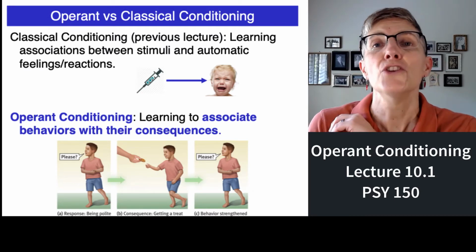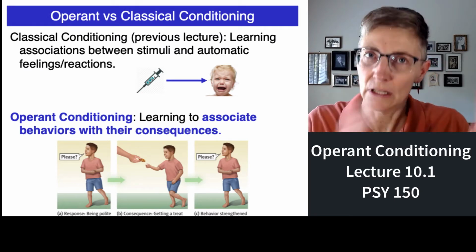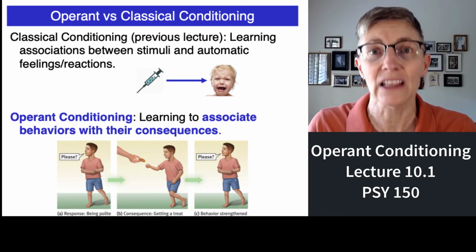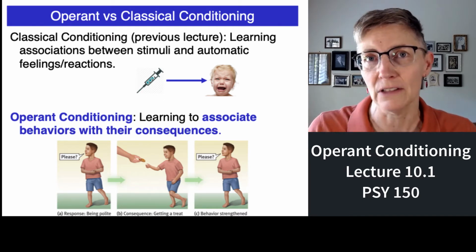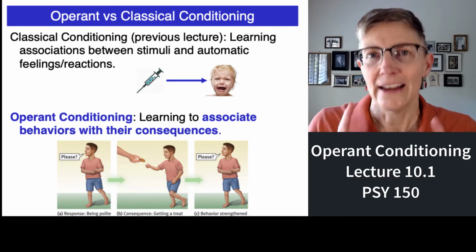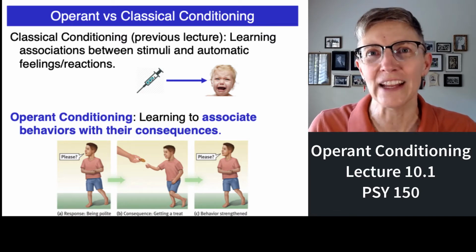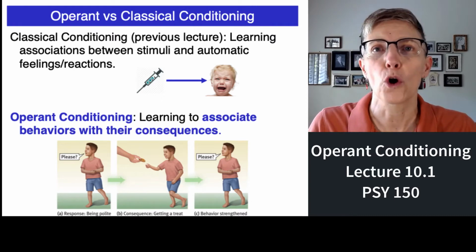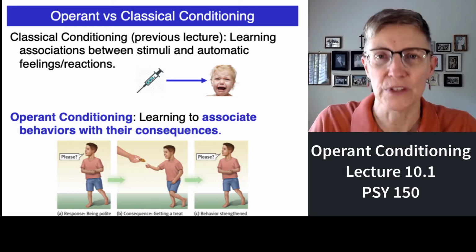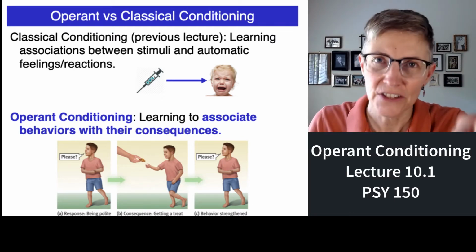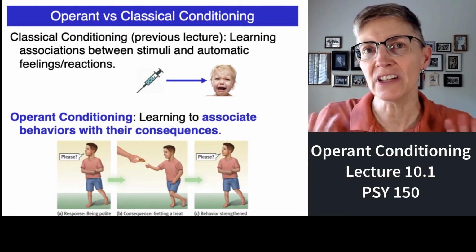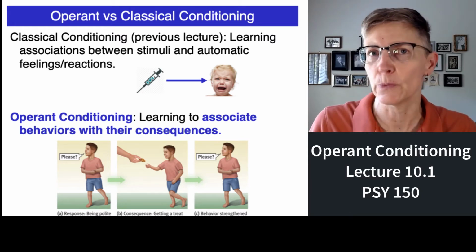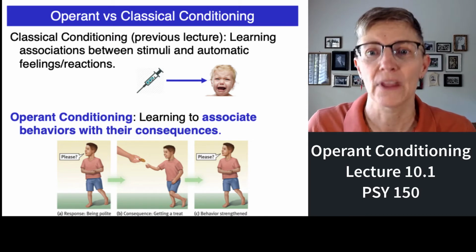Okay, so in the previous lecture, lecture series 9, we talked about classical conditioning, and that was Pavlov and his drooling dogs. And in classical conditioning, what you're learning is the association between two things, and as a result of that, your reaction. So it's really stimulus reaction. The person doesn't have to do anything. The reactions that we have to stimuli are automatic.